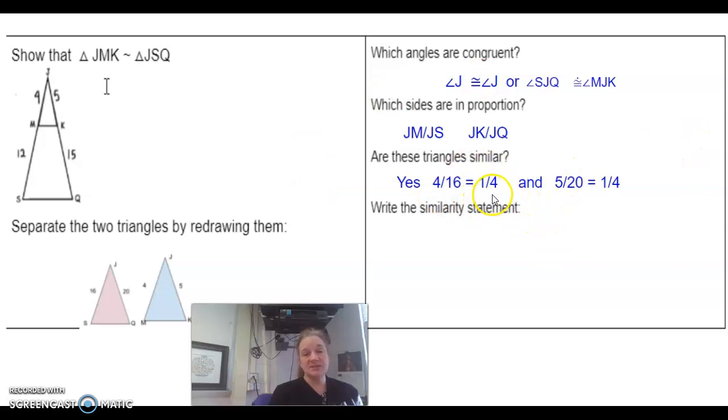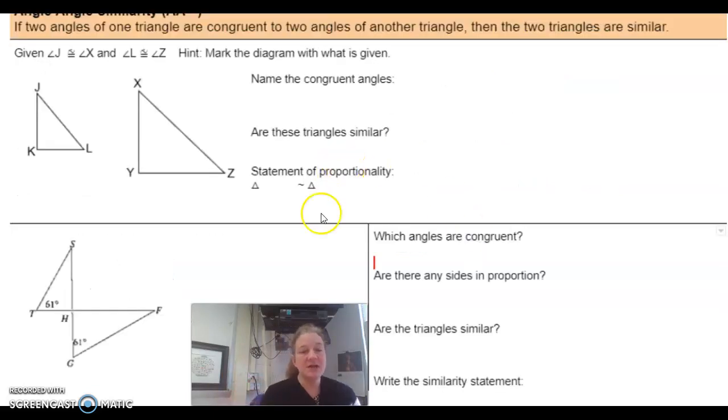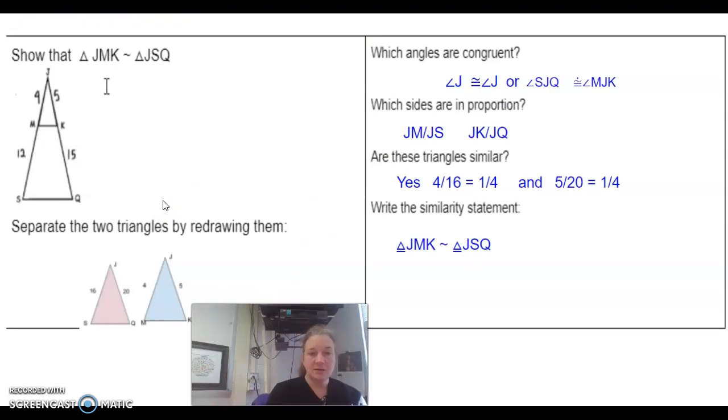4 over 16 is 1/4. 5 over 20, sorry, is 1/4. Don't believe me? Check it in Desmos. And my similarity statement is that, yes, triangle JMK is similar to triangle JSQ because of the side angle side theorem. Okay? I had a side that's proportional, I have an angle that's congruent, and I have a side that's proportional.